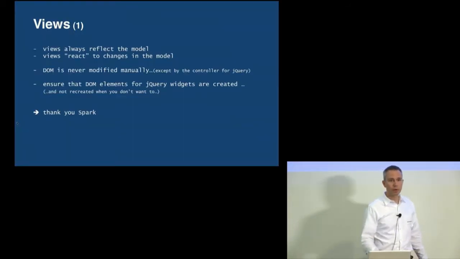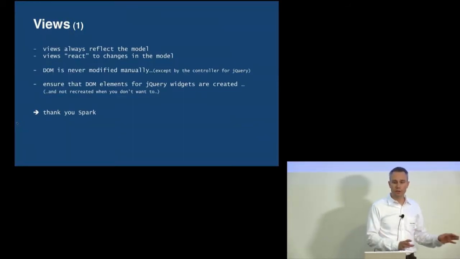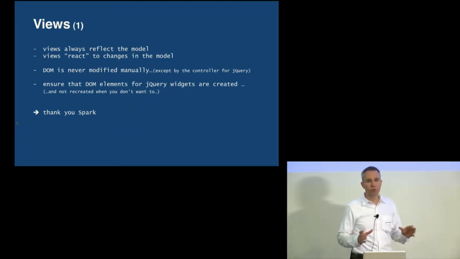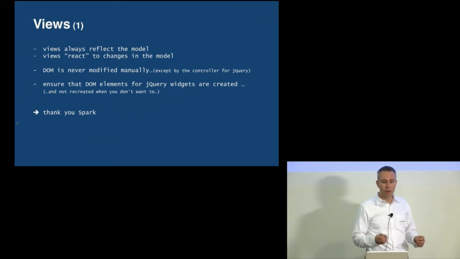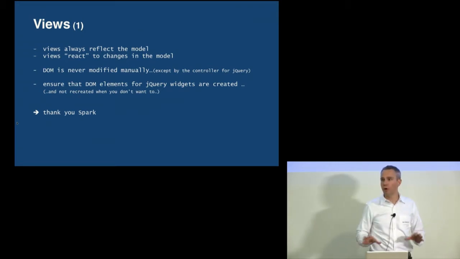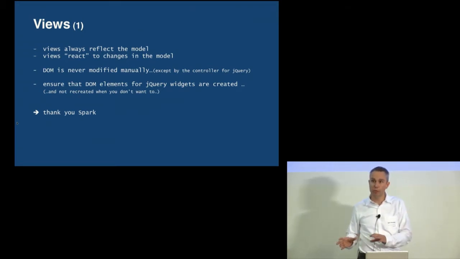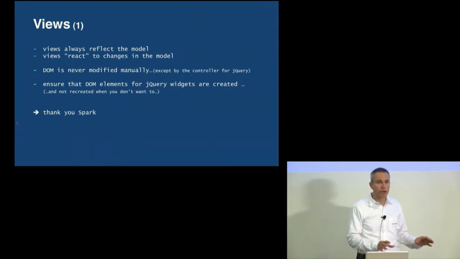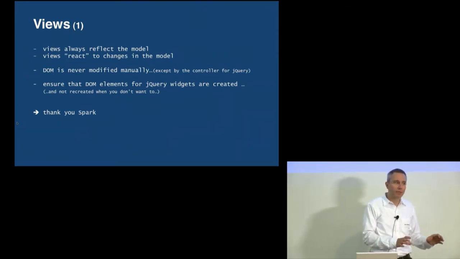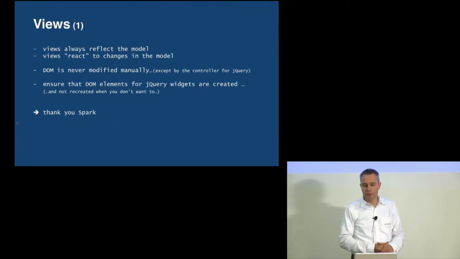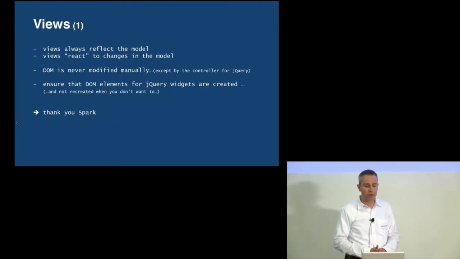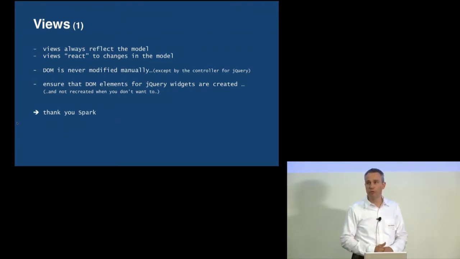My views always reflect the model. So the views react to what's in the model all the time. So there is no manual DOM manipulation that happens, except when I have to, when I need something from jQuery and it's impossible to do reactively.